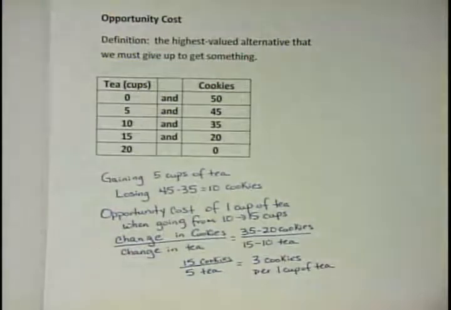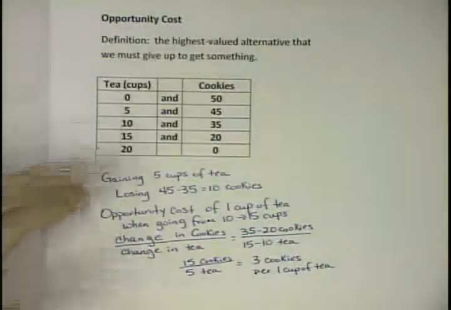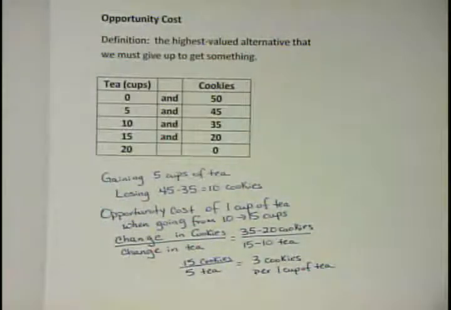Okay, so what that tells us is that every time we produce 1 cup of tea in this range right here, we forego the opportunity to produce 3 cookies. Okay, so that's how we would calculate the opportunity cost of 1 unit of something. Remember to always put what you're looking for the opportunity cost of in the bottom of that fraction. Here we were looking for the opportunity cost of tea. That was in the bottom of our fraction.